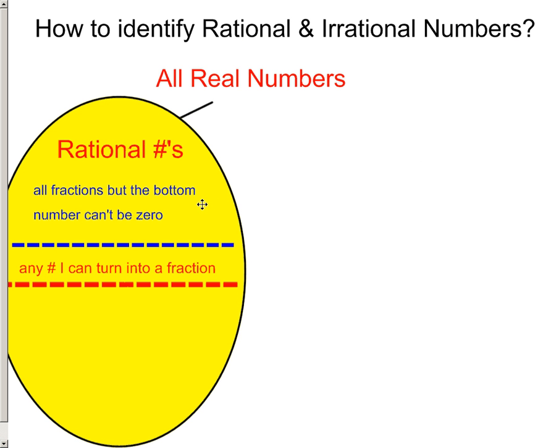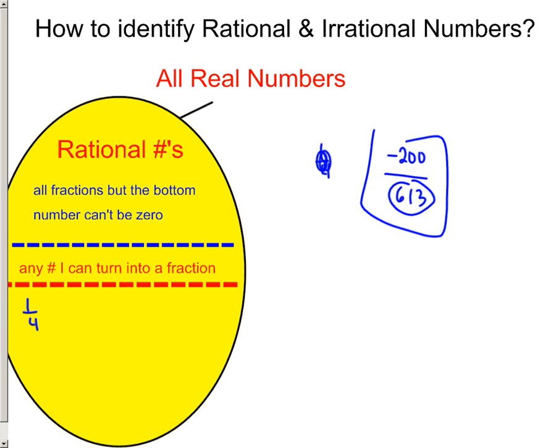Well, if you take a look at any fraction, like let's see, 1/4, it's a fraction. The bottom number's not 0. Hey, that's rational. Let's take a look at another fraction. Remember that one I popped up here, -200 over 613? That bottom number is not 0. The bottom number can't be 0, but it is a fraction. So -200 over 613 is considered rational.